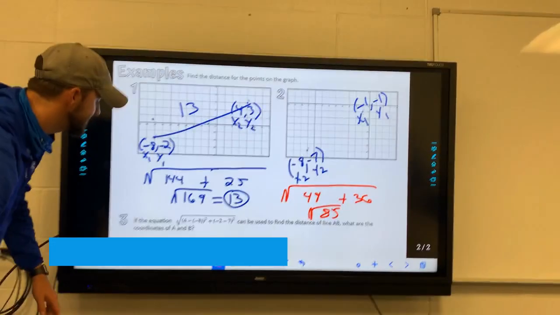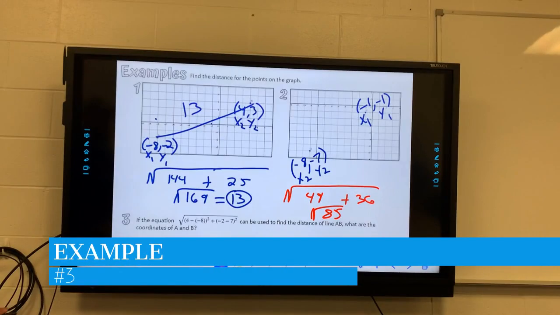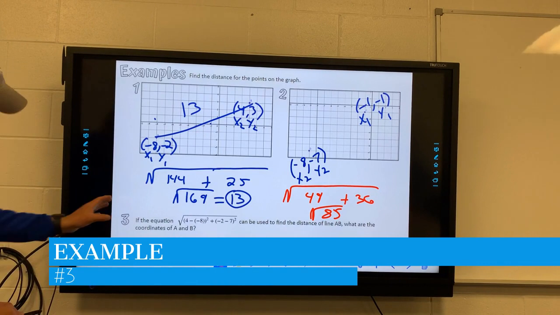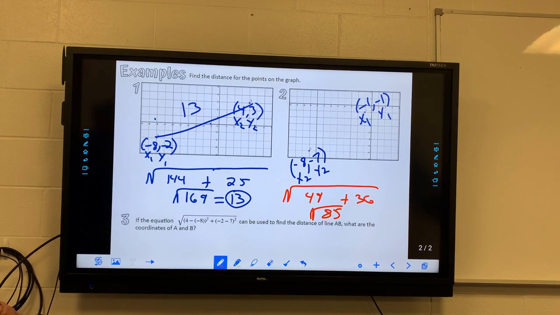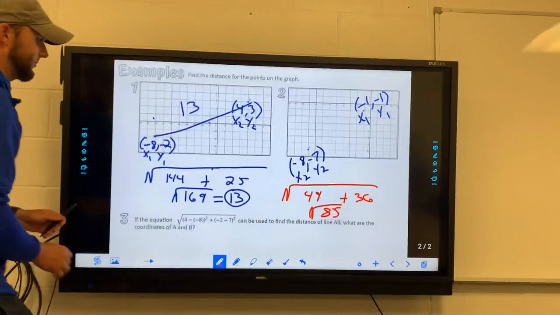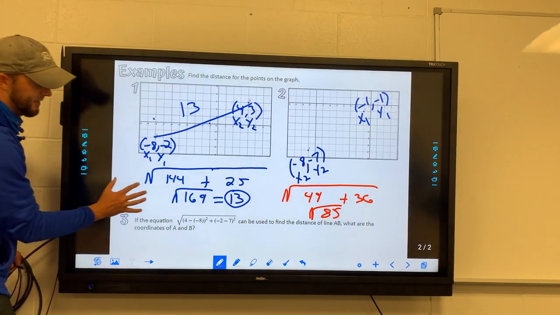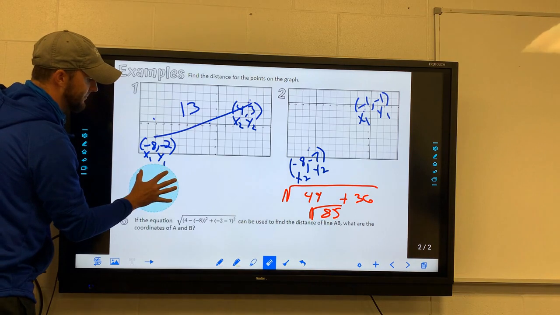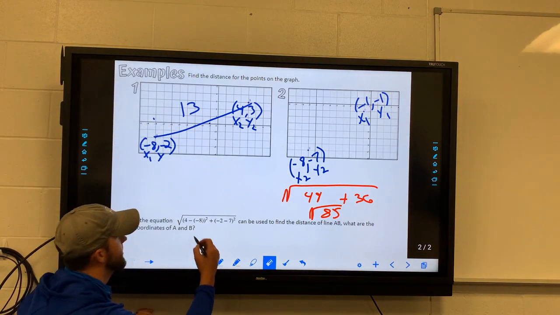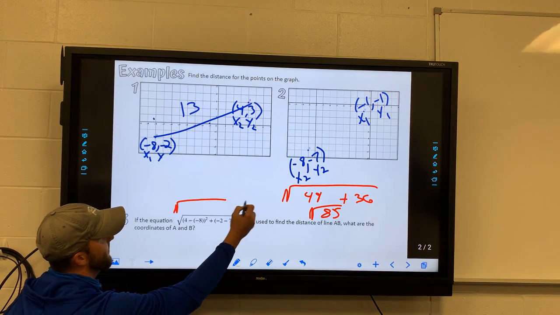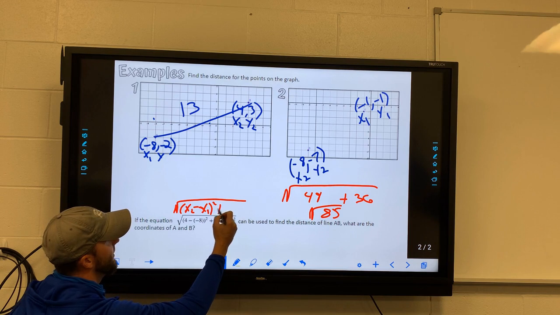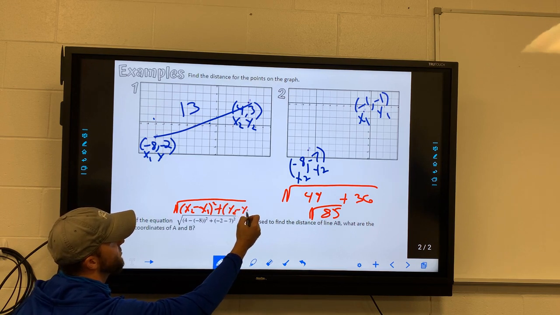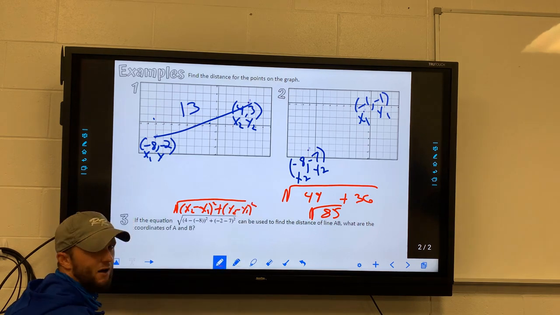Okay? And then lastly, it says on number 3, the equation right here can be used to find the distance from line AB. What are the coordinates of AB? So basically what's going to happen, and I'm going to erase this so we can see it, is I'm going to look at my distance formula. So if I was to write my distance formula on the top of this, x2 minus x1 squared plus y2 minus y1 squared. I'm just going to see how it lines up.